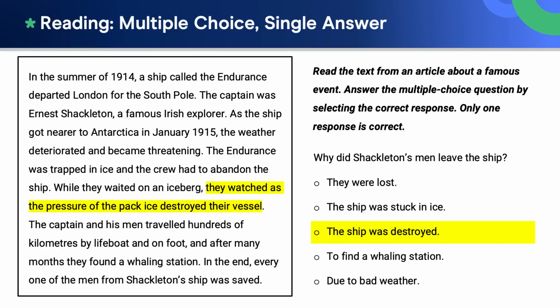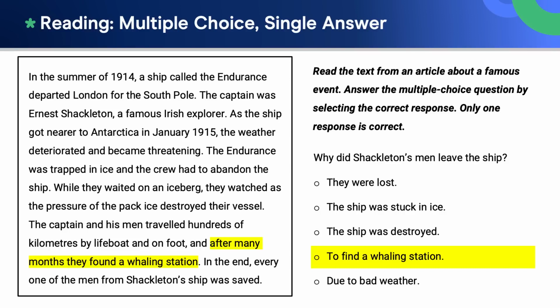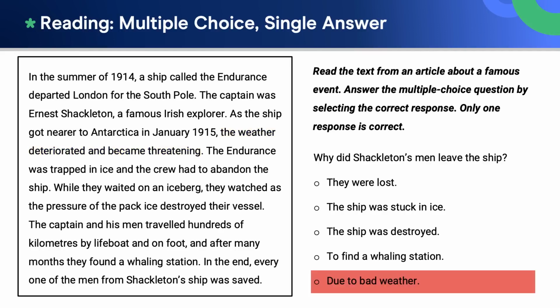It's not the reason why they left the ship. So this option is not correct. And that is the same reason why option 4 is not correct. The last option says, due to bad weather. You can see that there is no direct link between the weather deteriorating and the men leaving the ship. This option is incorrect. So, this question really tests your understanding of a text.